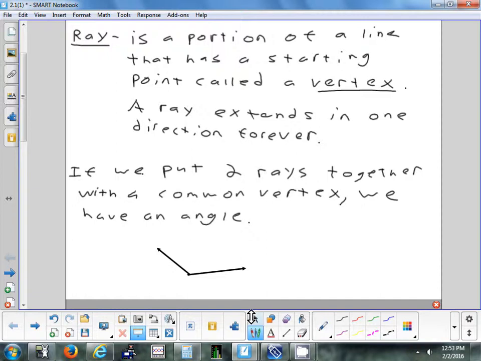Now, when we talk about shapes, like triangles, we'll also refer to these as angles as well. Even though these sides are not rays, they're segments. They're still angles. But if we're going to sketch an angle just by itself as not part of a shape, this is generally how you do it. You draw two rays.